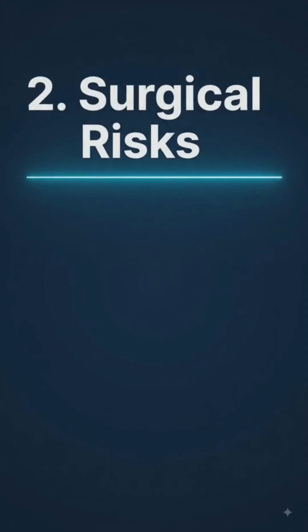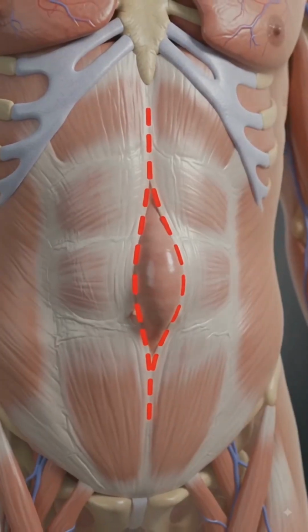Any surgery involves risks. An incision along the linea alba can weaken the abdominal wall, leading to a hernia. There are also risks of nerve or internal injury.